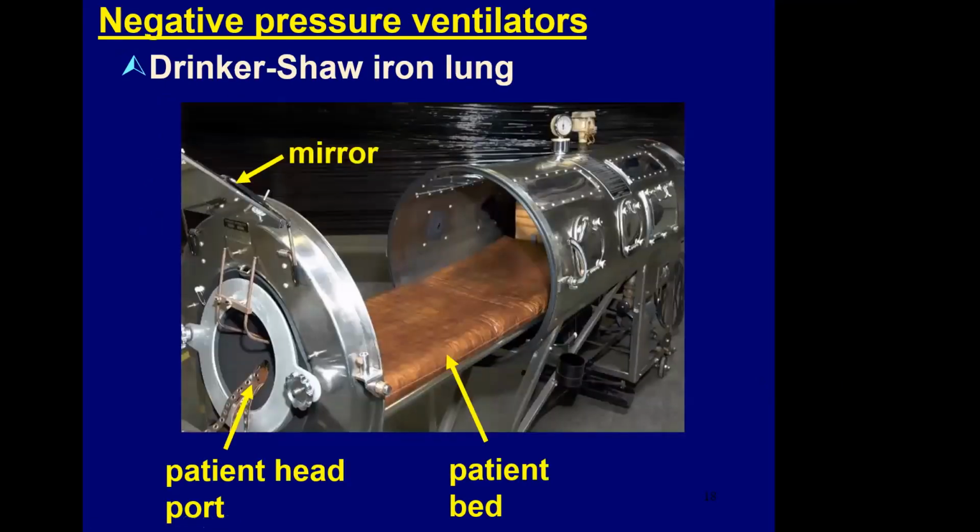Okay, let's take a look at some of the negative pressure ventilators. This is an oldie but goodie. This is the Drinker-Shaw iron lung. You see, there is a mirror for the patient to see at least what's going on behind them. You can see where the patient's head protrudes from the tank and where the patient will be. Just looking at this, you can see why the patient would develop back pain.